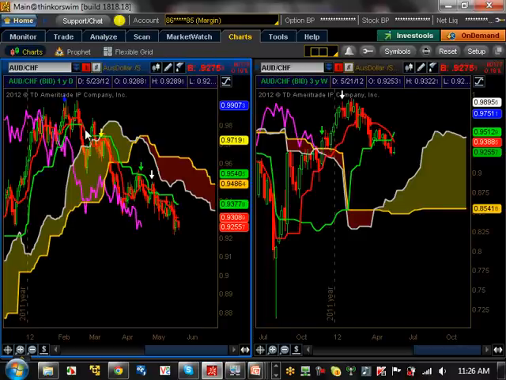Australian Swissy, I really don't like too many Swissy pairs. The reason why is they're too slow to move, where you don't get that much profit at all. But you know, they are trending, and they do trend for a very long time. It's just that you don't get much profit out for the amount of time you're waiting.